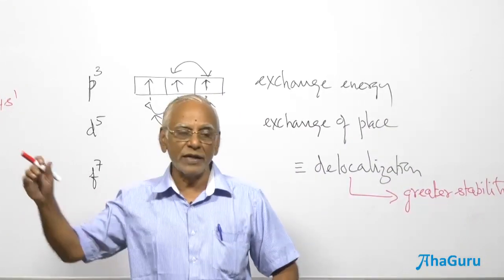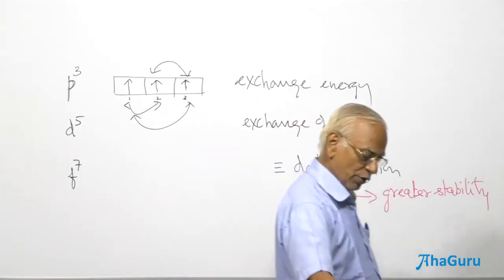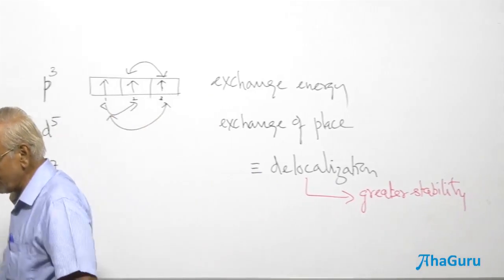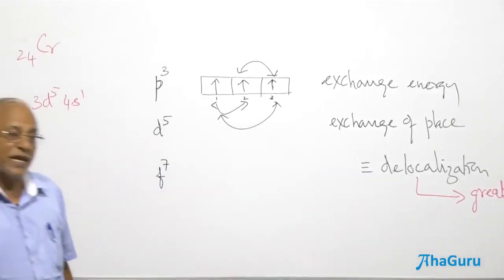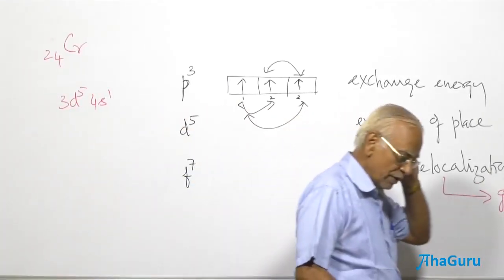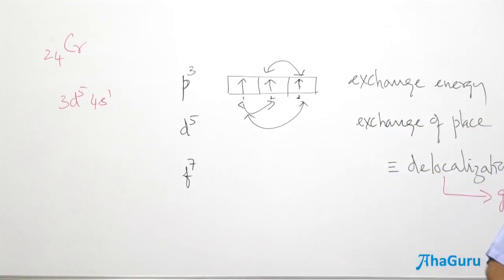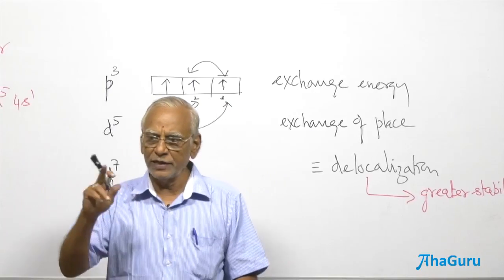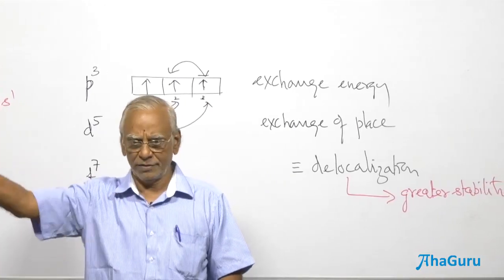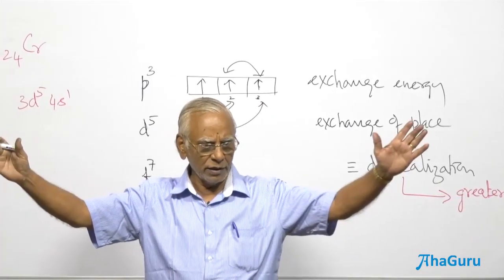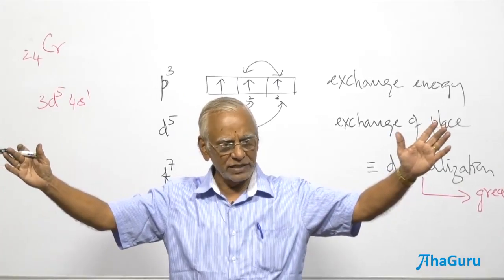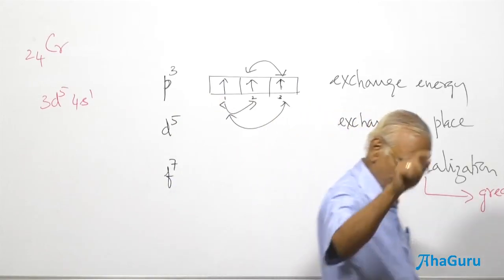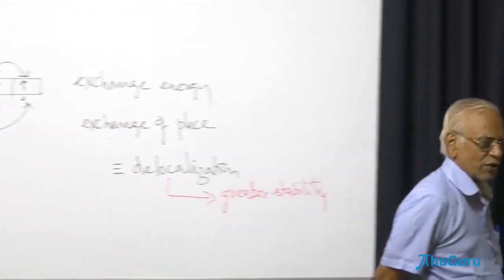Supposing, I will give you another question, very simple question for the IIT level. Arrange the p electrons. What are the p electrons? P1, P2, P3, P4, P5 and P6. How many configurations? P1 to P6. Arrange them in the decreasing order of stability.